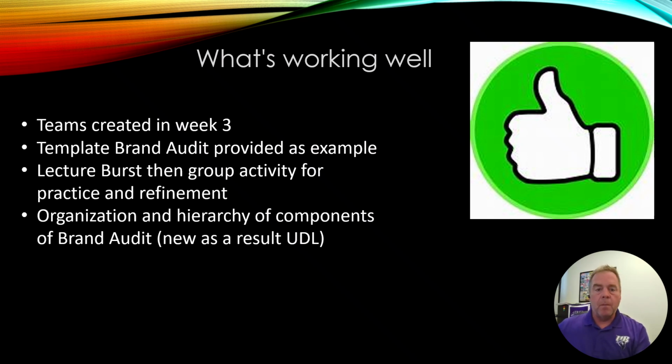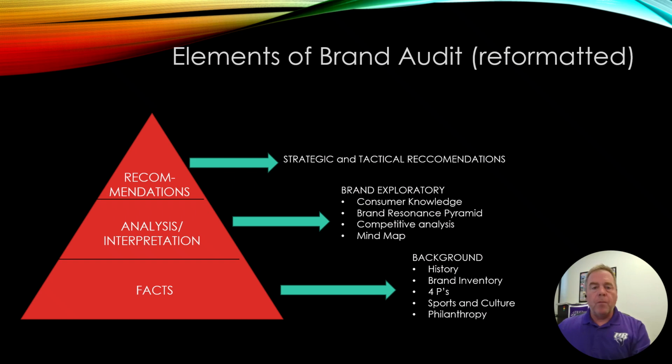The organization and hierarchy is working well, and it's a direct result of this class. Checkpoint 3.3, guide information process and visualization, as you can see on the next page. This is the reformatted brand audit pyramid. Each element is categorized as a fact, analysis, or recommendation. The focus is on using the facts and analysis to make appropriate recommendations.